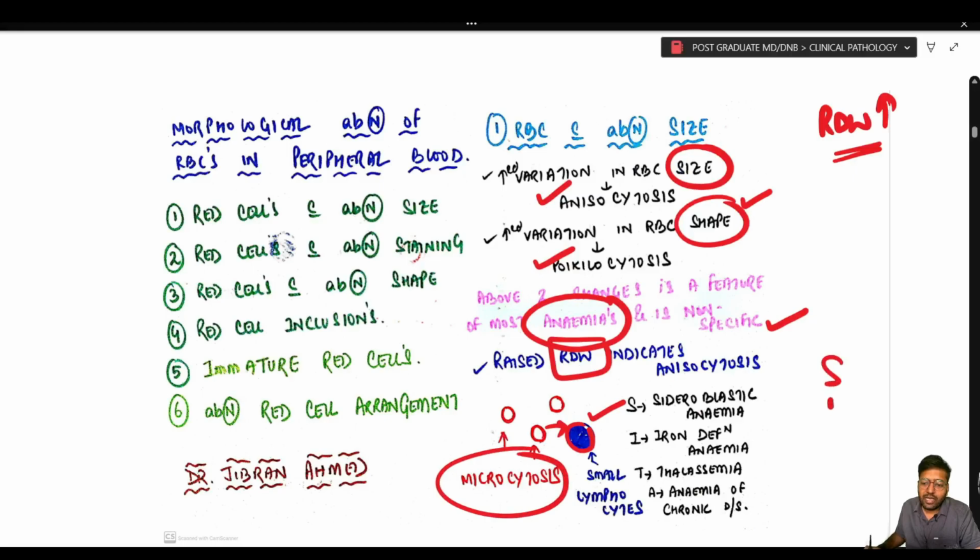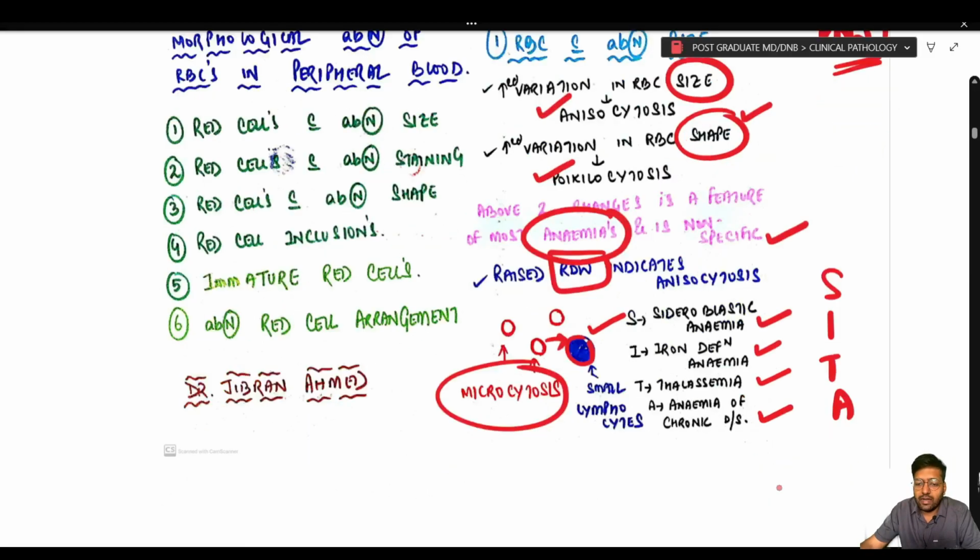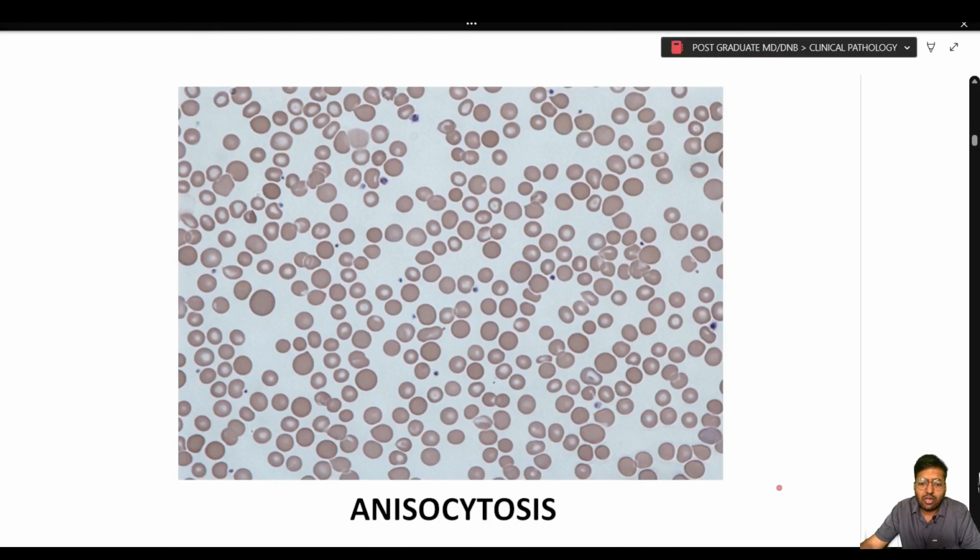The basic mnemonic is SITA. You must be knowing about this. This is not a very new mnemonic; it is very commonly used. S stands for sideroblastic anemia, I stands for iron deficiency anemia, T stands for thalassemia, and A stands for anemia of chronic disease.